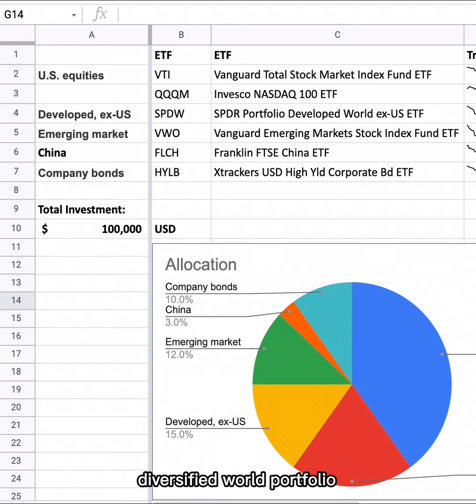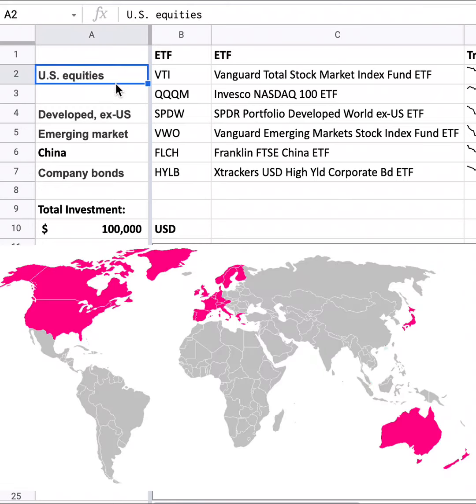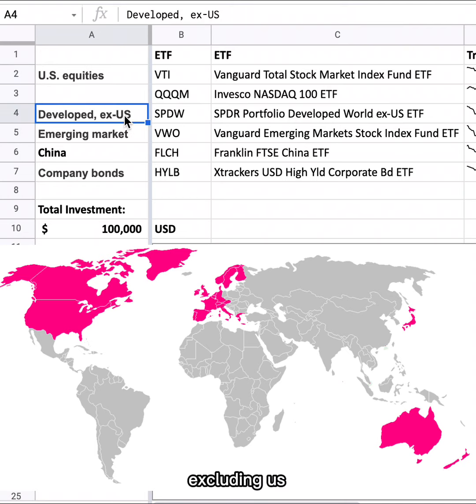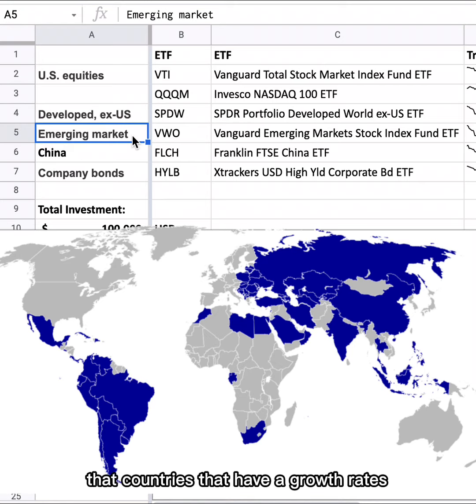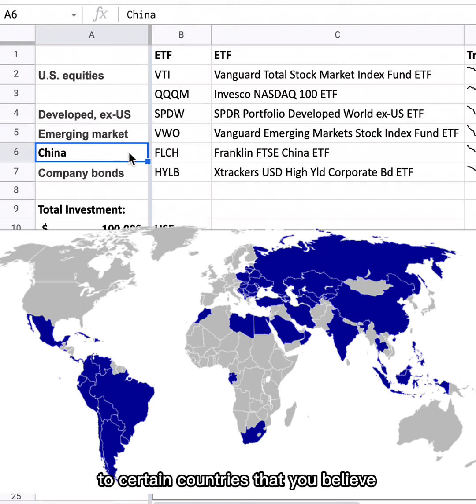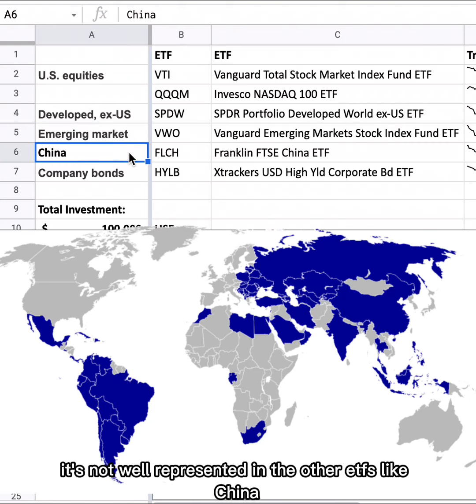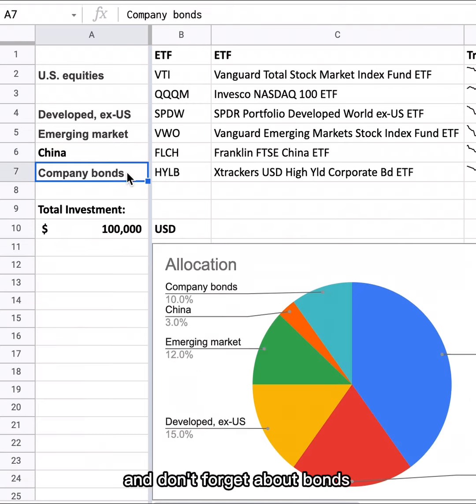A diversified world portfolio includes the US equities, the developed world excluding US, the emerging market, the countries that have growth rates higher than the developed world, and you may also want to get exposure to certain countries that you believe are not well represented in the other ETFs, like China. And don't forget about bonds. Depending on your risk profile, it is always good to have less or more bonds in your portfolio.